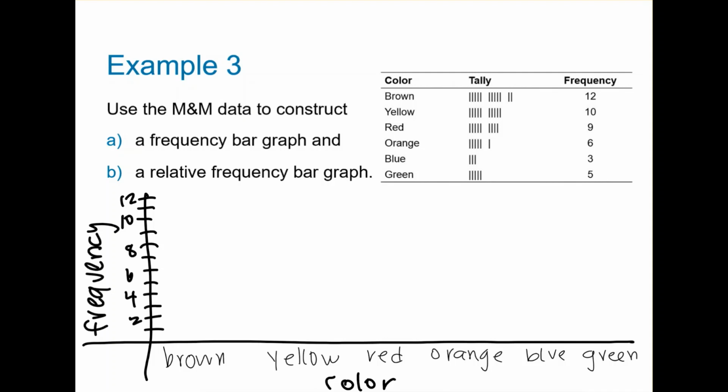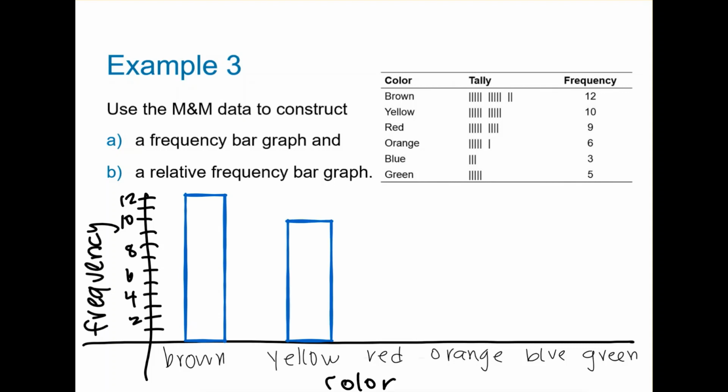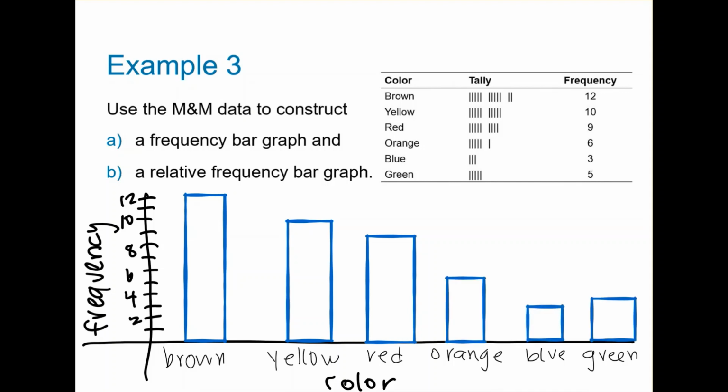Above brown, we will draw a bar that goes up to its corresponding frequency, which is 12. Above yellow, we will draw a bar that goes up to its corresponding frequency, which is 10. Above red, we will draw a bar that goes up to its corresponding frequency, which is 9. And draw a bar with a height corresponding to its frequency for each color. And this is our frequency bar graph.